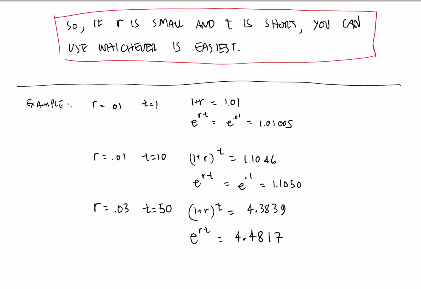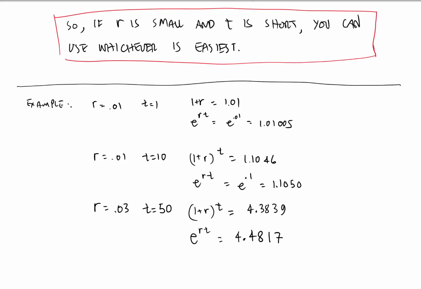Then (1 plus r) to the t is going to be 1.1046, and e to the rt is going to be, r is 1%, t is 10 years, so that's going to be e to the 0.1, and that is 1.1050. So that difference is 0.0004. And now let's take a larger growth rate and a longer period of time.